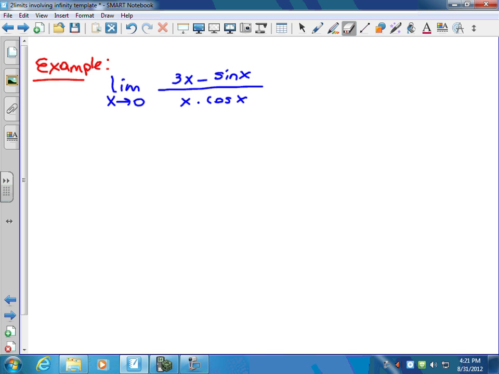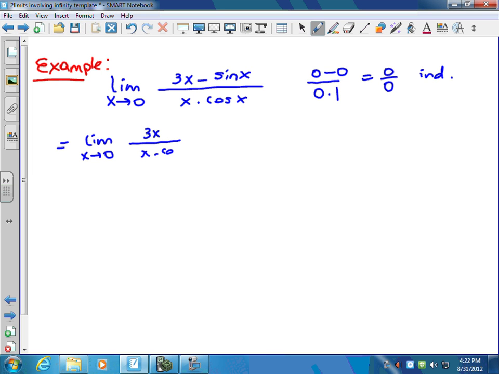I'm going to start by plugging 0 in. I have 0 minus 0 over 0 times 1, which of course is 0 over 0, or indeterminate. So we need to do something about this. Let's try to simplify it a little bit. Okay, in simplifying this, I'm going to try to split it into two fractions. 3x over the bottom, it's just a product there in between them, minus sine x over the bottom.